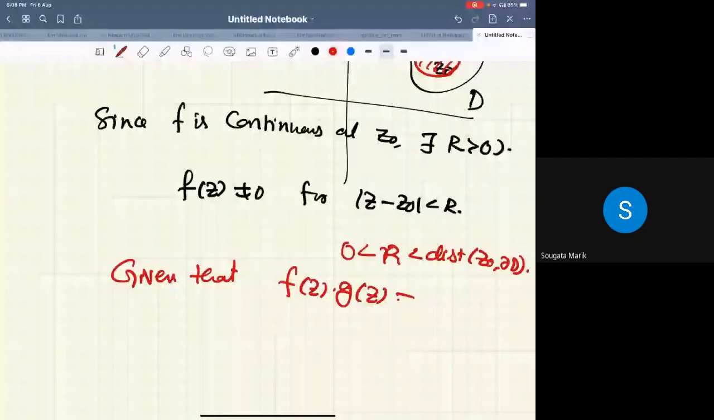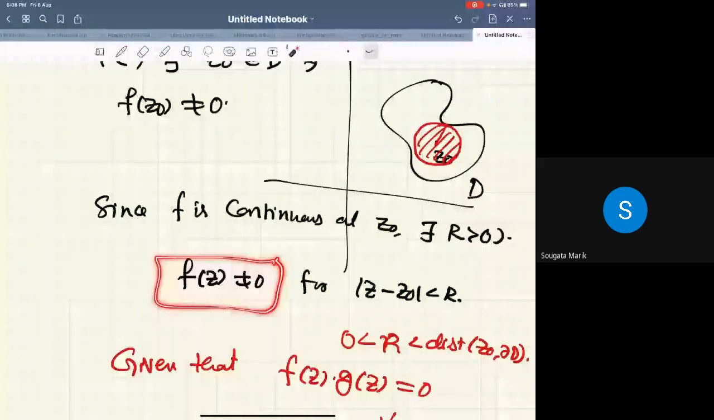Given that f of z into g of z equals 0 for all z belonging to D, but we found a neighborhood in which f is not equal to 0. What does it mean? This implies f is not equal to 0 in some neighborhood of D. That means g is equal to 0.